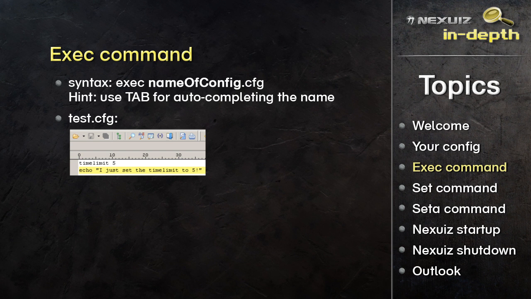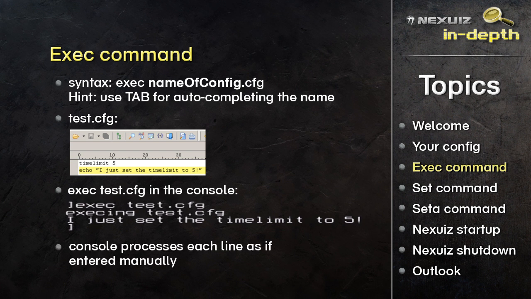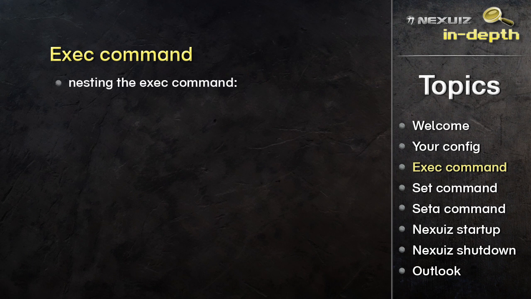Now in Nexuiz, when I do exec test.cfg, it will open the file and go through each line and act as if I had written the content of this line into the console myself. It will first set the time limit to 5, and then, immediately after, show me the message of the echo command. The trick is that the exec command can be nested.